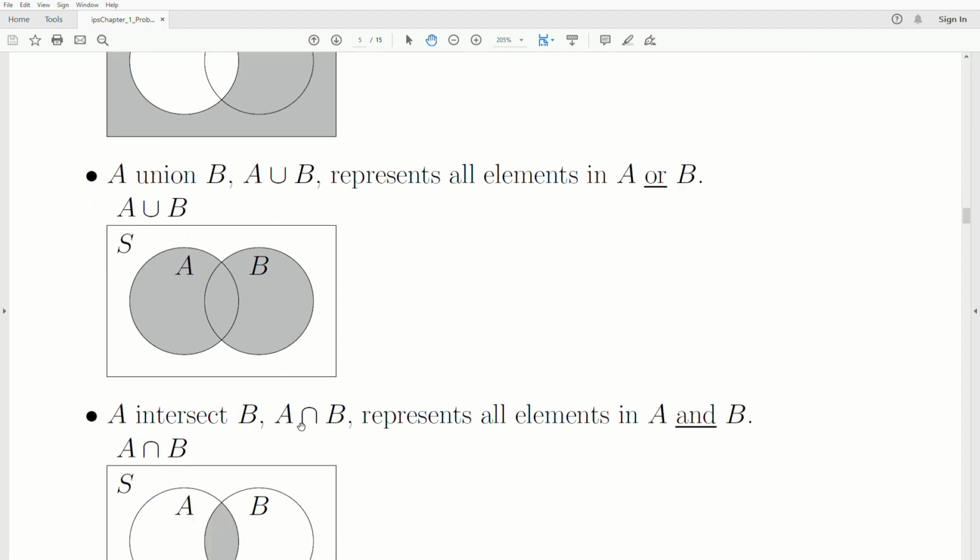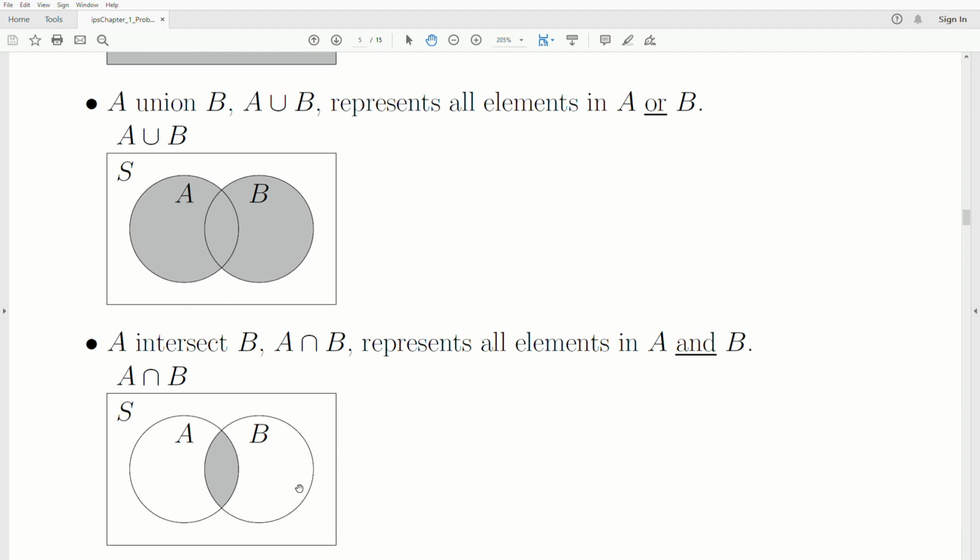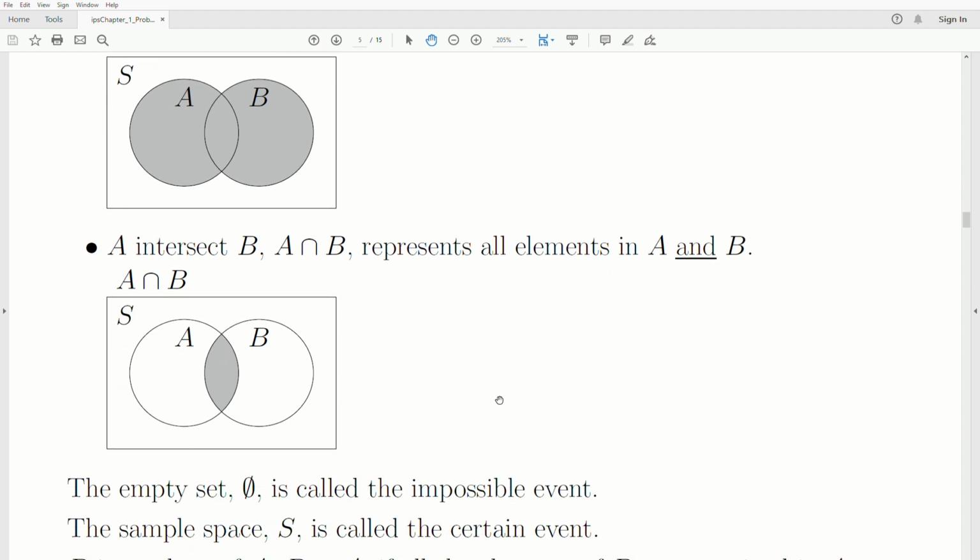A intersect B, and it's represented by this notation here. And it represents all the elements in A and B. So this is the Venn diagram. So you shade in the area where there's an intersection between A and B.